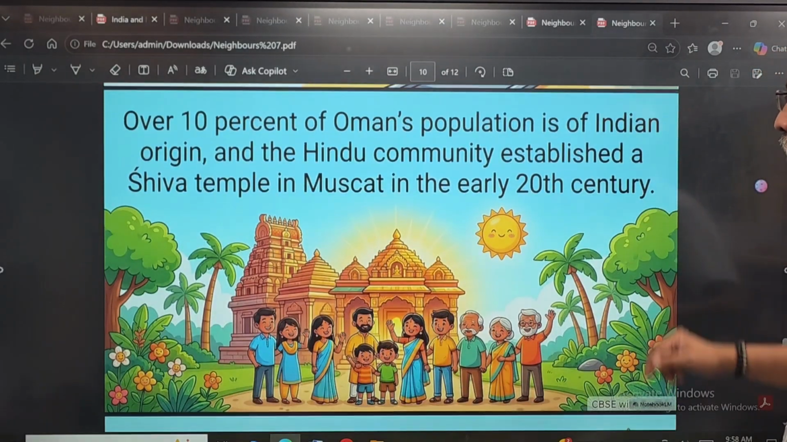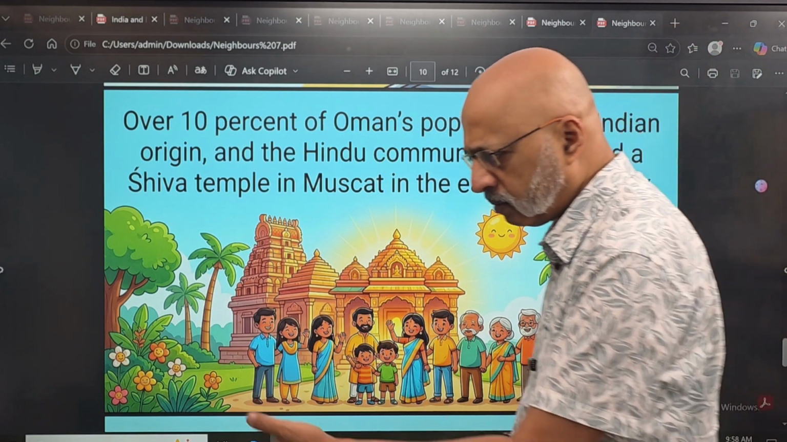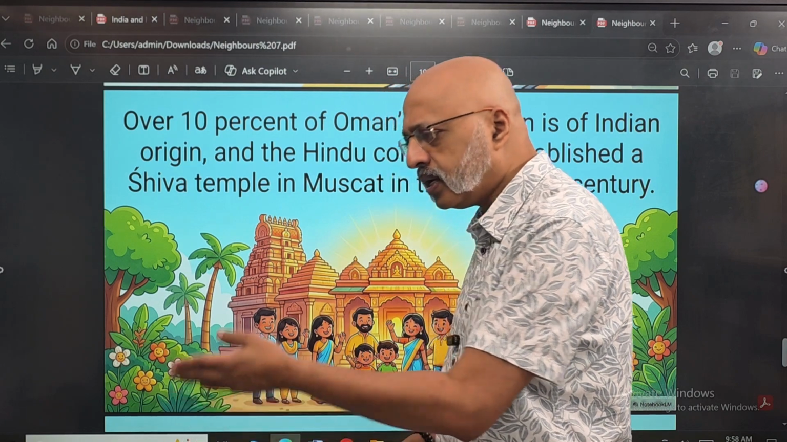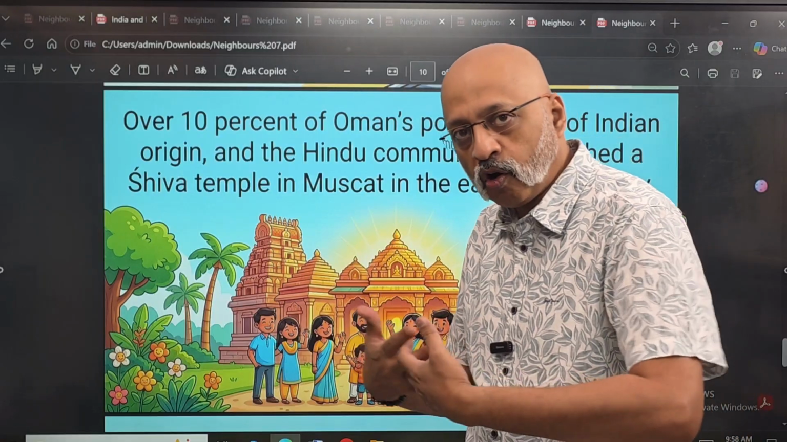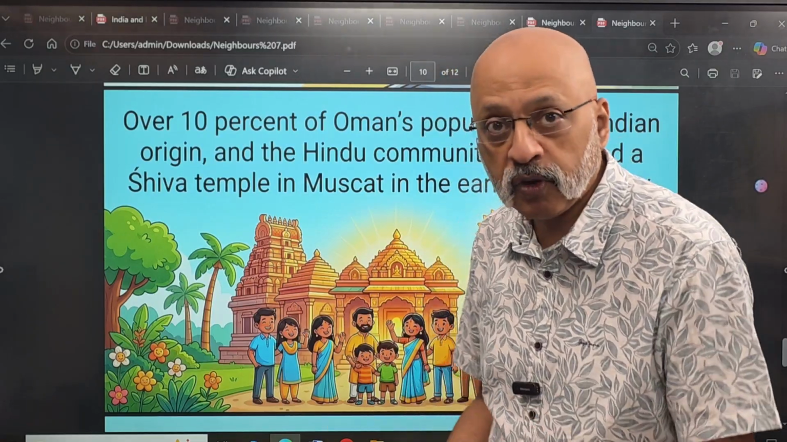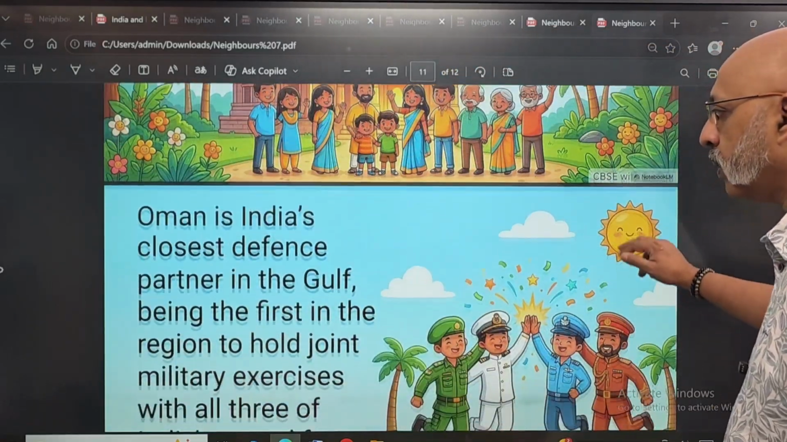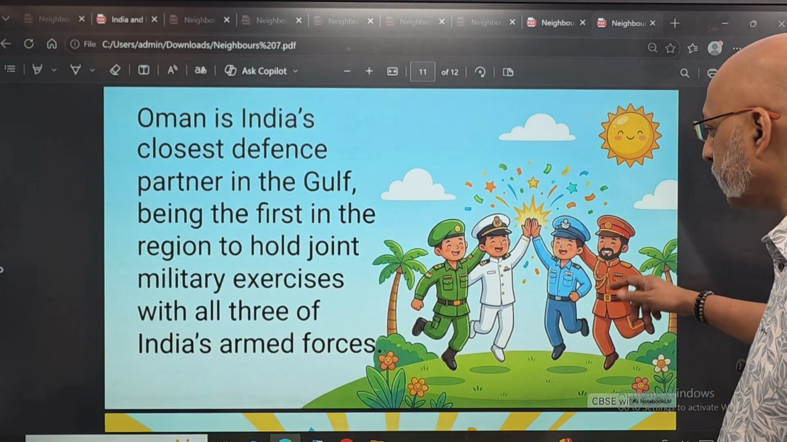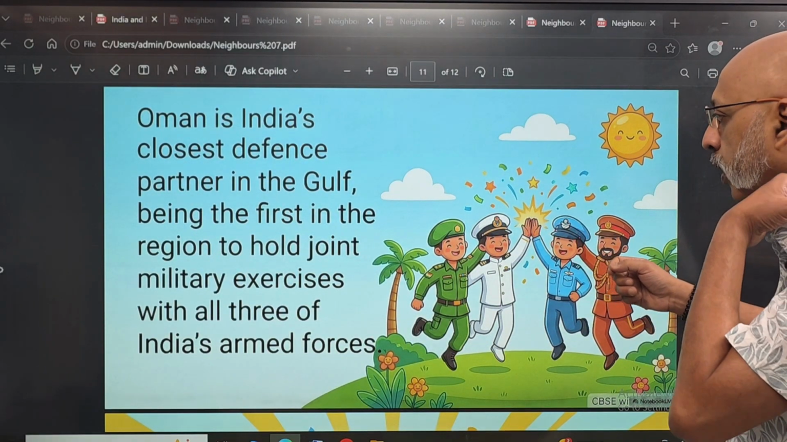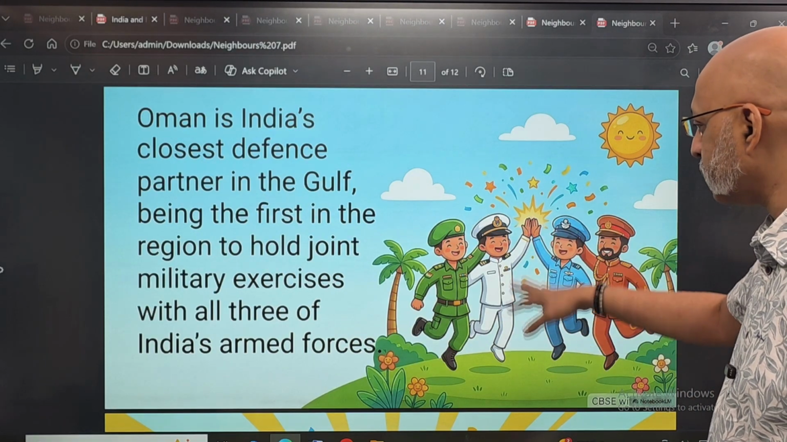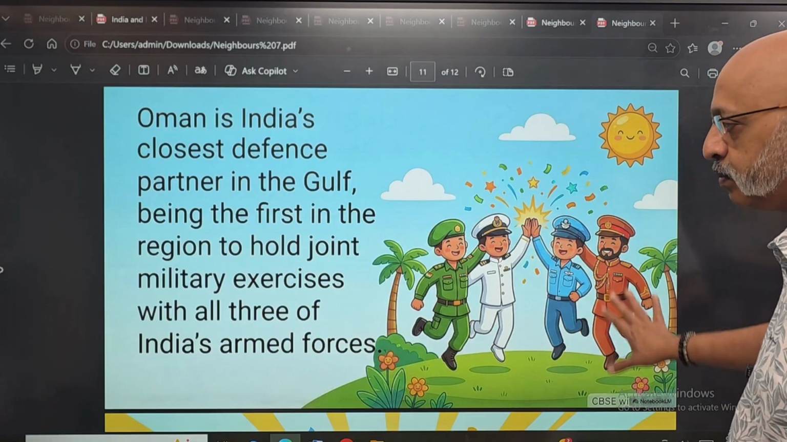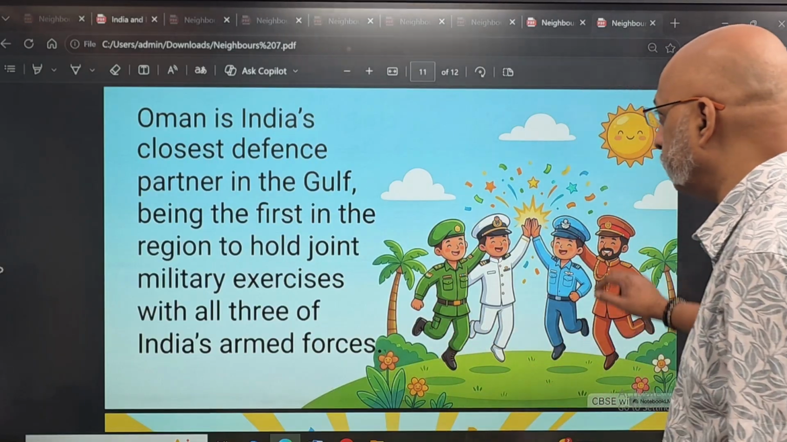Over 10% of Oman's population is of Indian origin, and the Hindu community established a Shiva temple in Muscat in the early 20th century. In fact, one of my friends, he's a doctor, has shifted to Oman to work in a major hospital there. So you realize there's a lot of that kind of friendship that exists between India and Oman. Oman is India's closest defense partner in the Gulf, being the first in the region to hold joint military exercises with all of India's armed forces. So whether it's the Air Force, the Navy, or the Army, Oman has been collaborating with India.